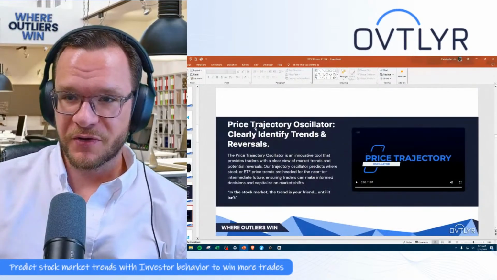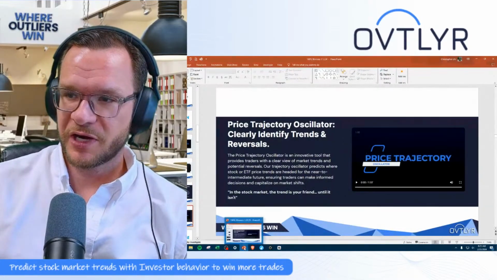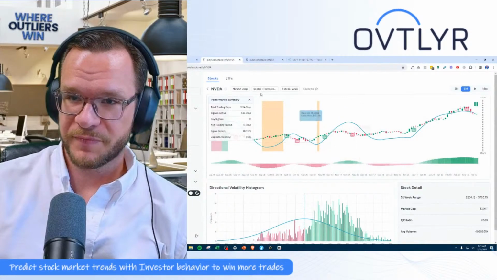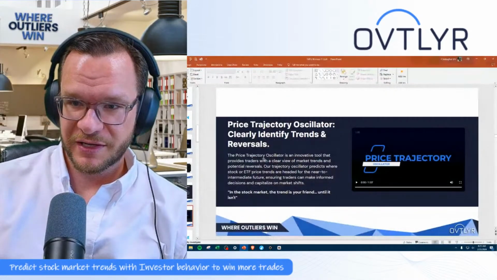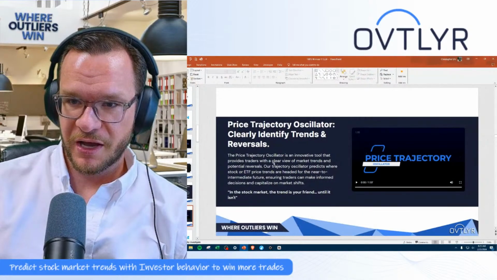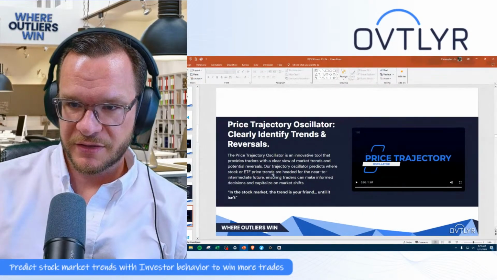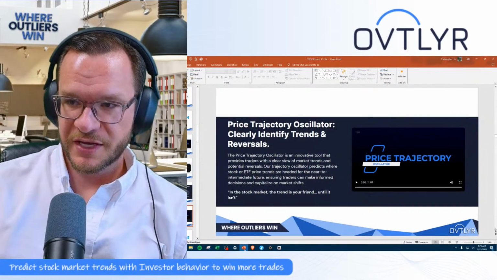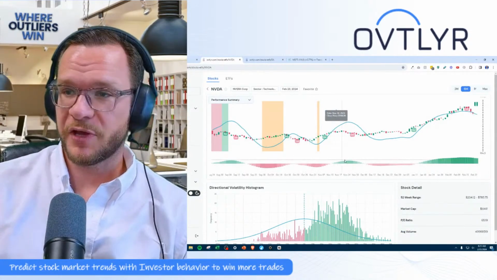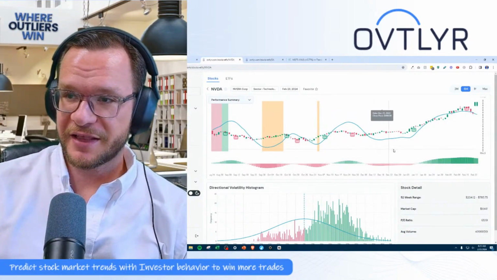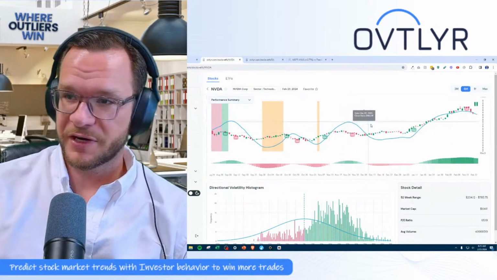But there's also the price trajectory oscillator. Now, the price trajectory oscillator is pretty cool. What it does is it actually combines the price trend. Let's see, the price trajectory oscillator talks about the different trends, talks about the behavioral heat map chart, right? So price trend, behavioral heat map chart, and the investor behavior inside of it.